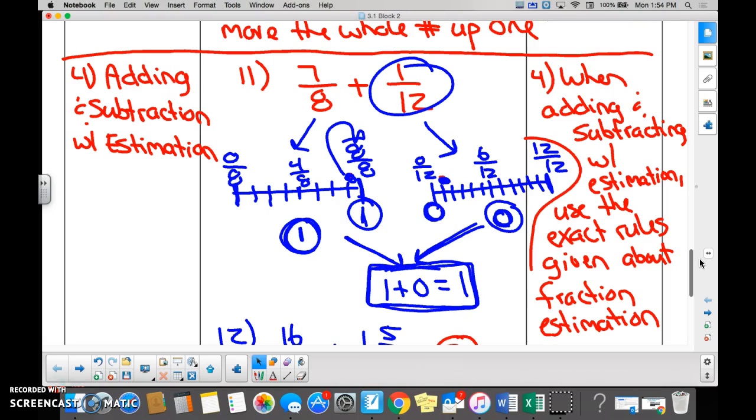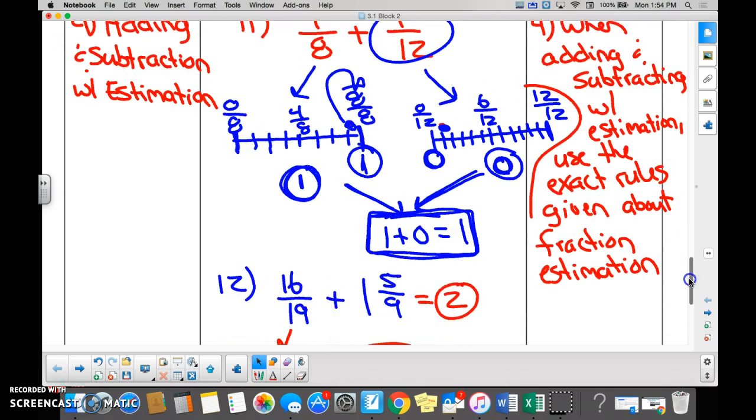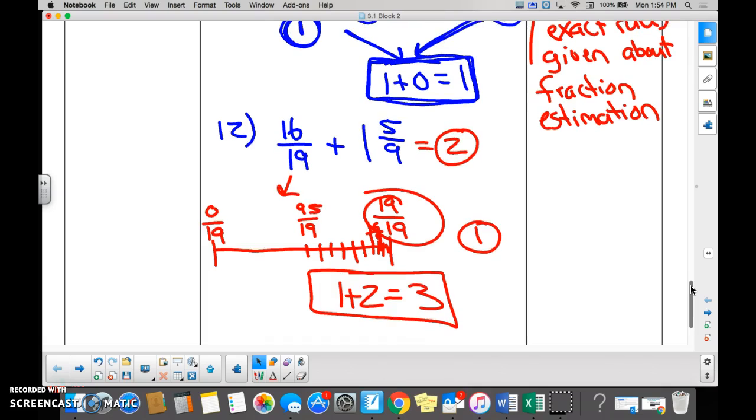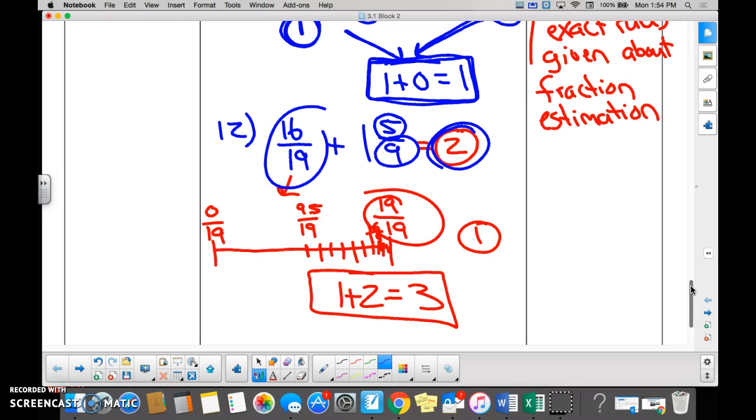1. And then the last one, at number 12, we had a fraction and a mixed number. For mixed numbers, we just determined that 1 and 5/9 was closest to 2, because 5 is at least half of 9. And we determined that 16/19, which ended up right here, is closer to 19/19, which is the number 1. What is 2 plus 1? 3. So your answer would be 3. I know it's a long video, so I'm going to stop it.